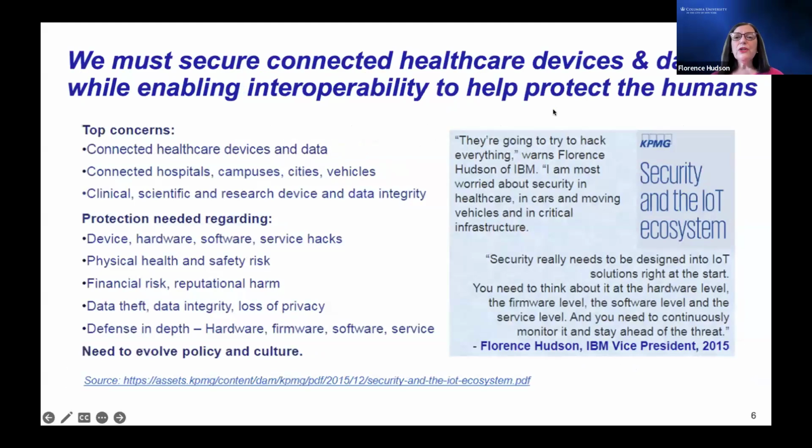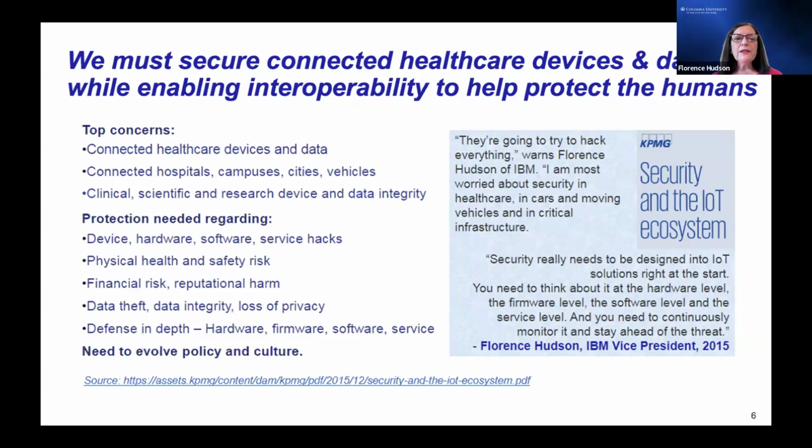So what we need to do is secure the connected healthcare devices and data while enabling interoperability, because we want to be able to use this information, right? If you're in a different place and you're not near your healthcare provider and somebody is giving you emergency services, and there's information they could get from your device and want to see what your normal baseline is, it would be wonderful if they knew, right? So the top concerns we have are connected healthcare devices and data, because if you hack one of those, you could immediately kill a human. Next, connected hospitals, campuses, cities, and vehicles, because if you hack those, you could quickly kill a human. So we're trying to keep the humans safe.